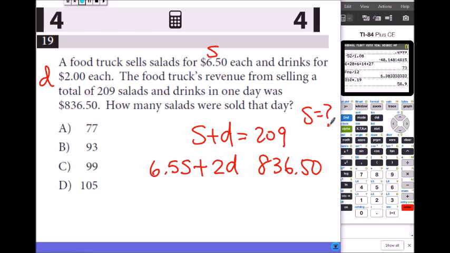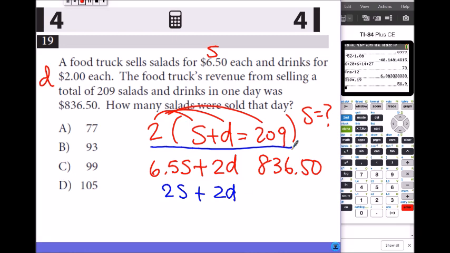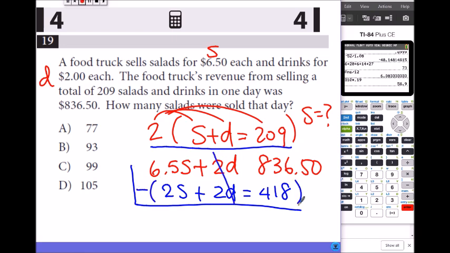So what would you do? System of equations. I'll go ahead and multiply the top by 2. Why? Because then if I have 2D here, I can simply get rid of them by subtracting. So when I multiply all of these by 2, I get 2S plus 2D, right? Multiply all this by 2, I get 418. And then what would you do to get rid of 2Ds? I have to subtract. If they had opposite signs, you would add them.